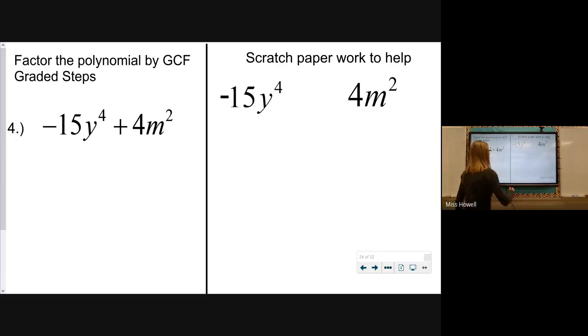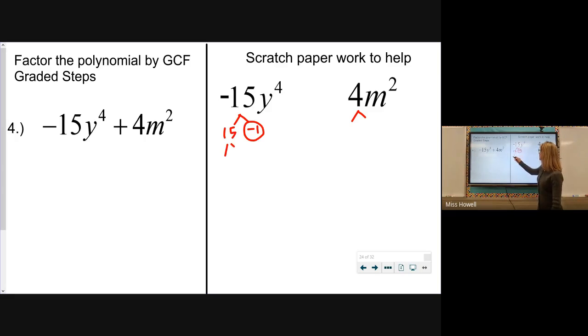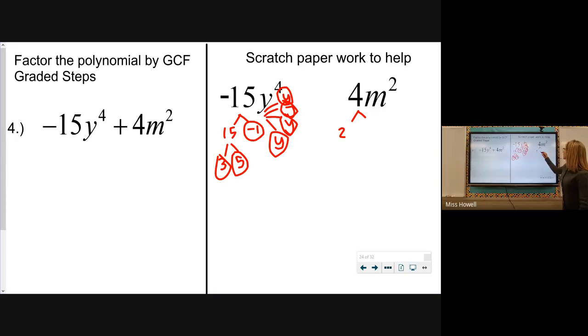So maybe I want to go over here and just double check my thought process. All right, negative 1 and 15, 3 and 5, and we would have 4 of these y's. And then over here I'll go 1 and 4 again, 2 and 2, and m and m.